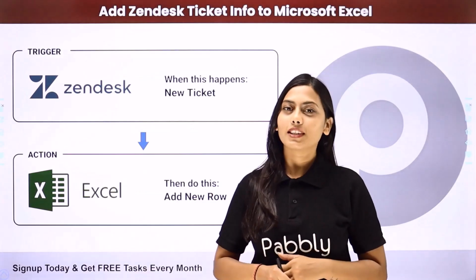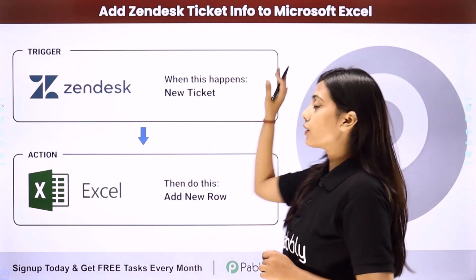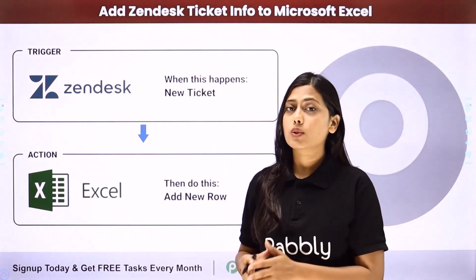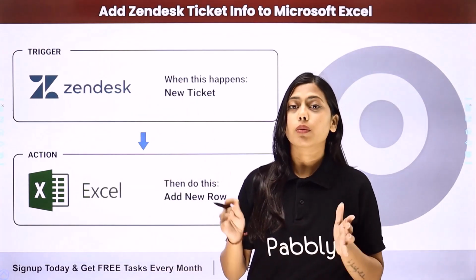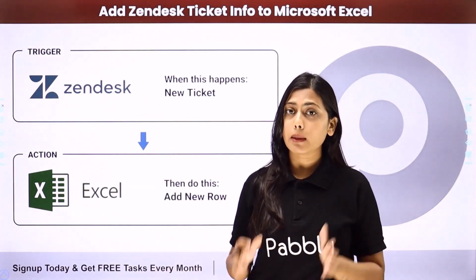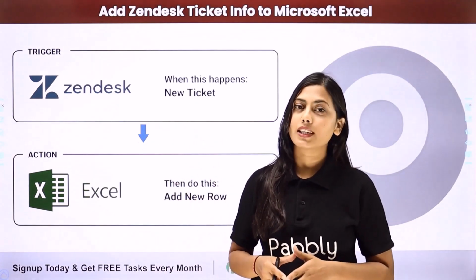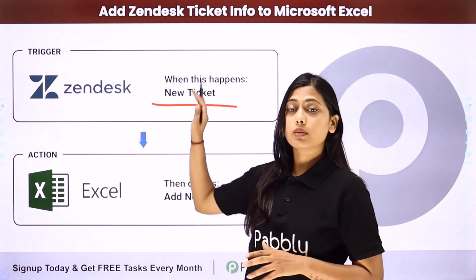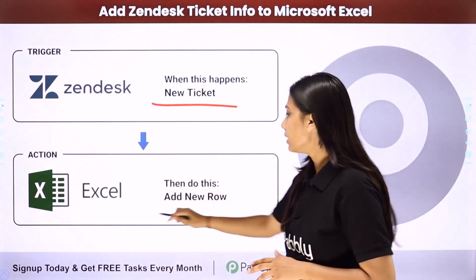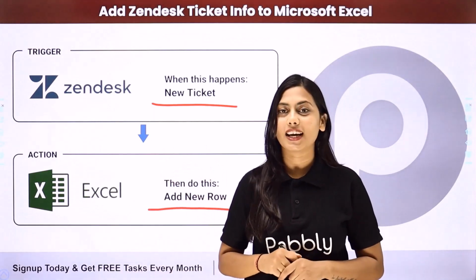Hello everyone, in this video we are going to learn how to add Zendesk tickets info to Microsoft Excel, which means that as soon as a new ticket is raised in your Zendesk, your Microsoft Excel worksheet will automatically be updated with that record of the ticket. In this automation that we are going to create using Pabbly Connect, our trigger will be the new ticket raised in Zendesk, and our action will be the new added row in Microsoft Excel. Let us learn how to do that.